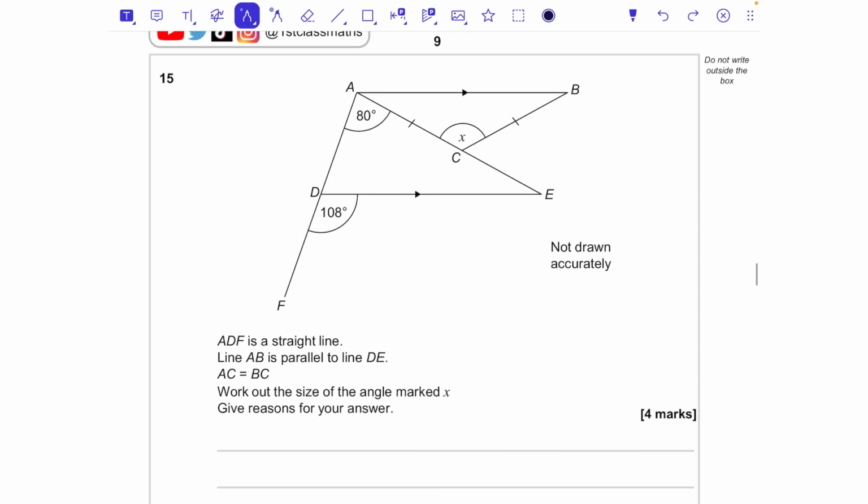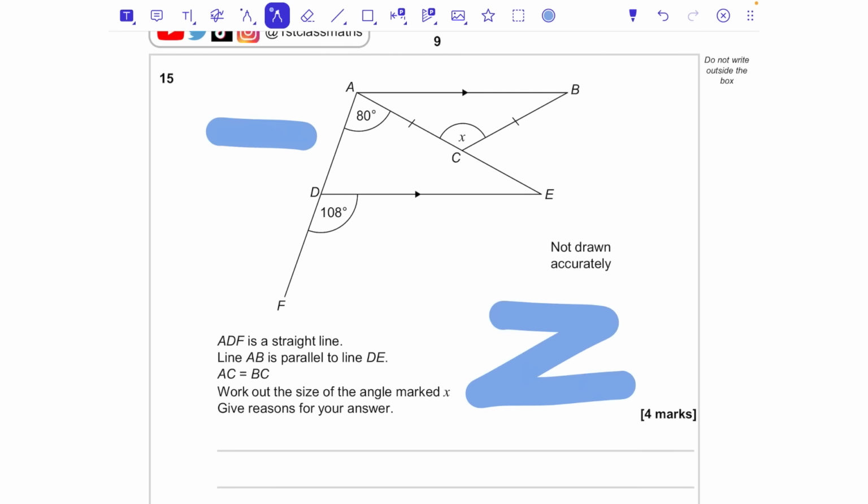Question number 15. ADF is a straight line. Line AB is parallel to line DE. A to C is equal to B to C. So that's an isosceles triangle at the top there. Work out the size of the angle marked X. Give reasons for your answer. So what I'm going to look at here is if there are any alternate or corresponding angles. Now remember, Z, that makes your alternate angles, and that F shape, that makes your corresponding angles. Corresponding and alternate is how I remember them. So I'm going to have a little look for that.